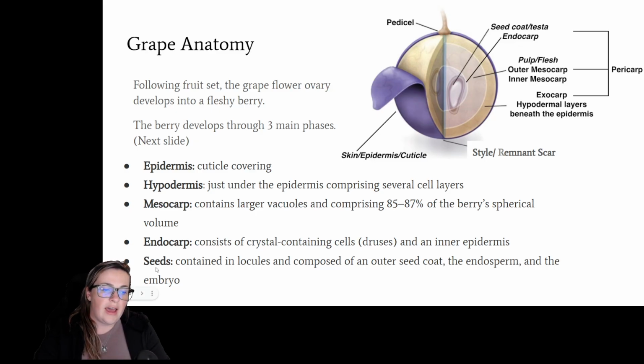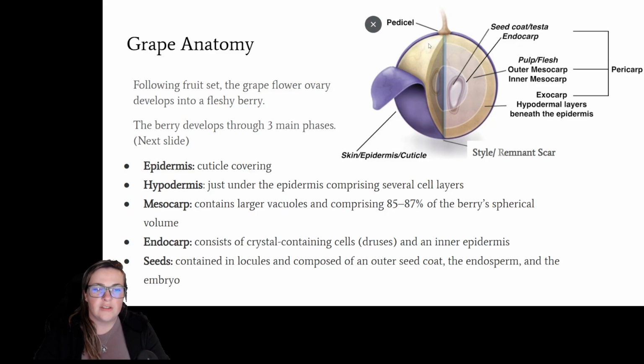And then we also have seeds, right, contained in locules and composed of an outer seed coat, the endosperm, and the embryo, right? So ultimately, what I want you to take away from this is, there's an outer skin. There's a couple of different layers inside the berry. We have seeds. These seeds have a coating that make them indigestible, right?